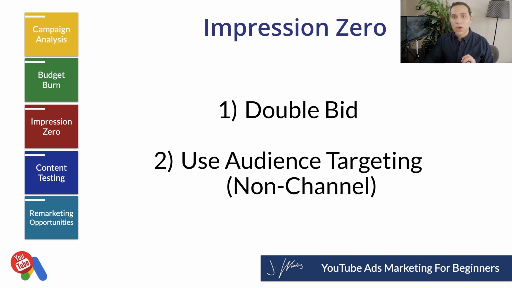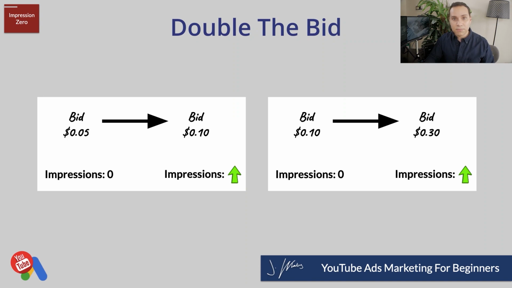Because most of the time when you have a problem with low impressions or no impressions, it just means the channels that you're targeting don't have inventory or you're not bidding enough. So that's why the first thing you want to do is double your bid. So if you're at 5 cents, go to 10 cents. If you're at 10 cents, actually just jump up to 30 cents. So actually triple your bid in that case.